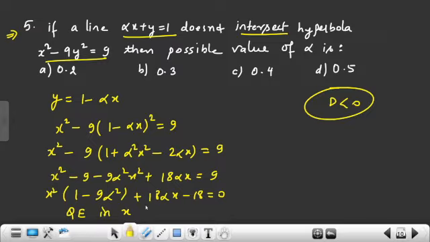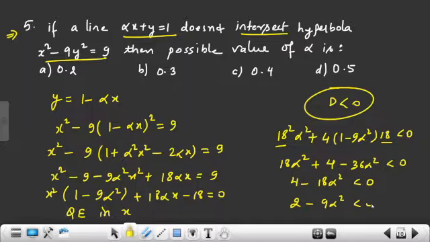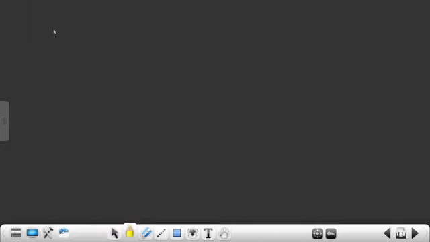So what is the D value? b square, so 18 square into alpha square, minus 4ac. For a is 1 minus 9 alpha square and c is minus 18, so plus 18, less than 0. 18 is common, take it out. So 18 alpha square plus 4 minus 36 alpha square less than 0. Now this is 4 minus 18 alpha square. 2 is common, I think. 2 minus 9 alpha square less than 0. So 9 alpha square minus 2 greater than 0.